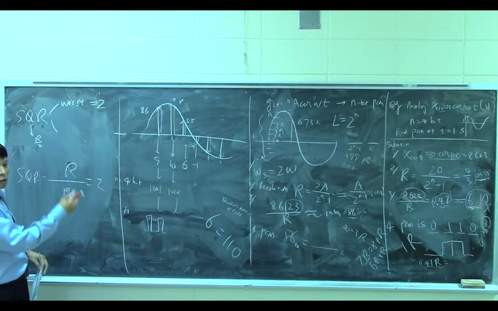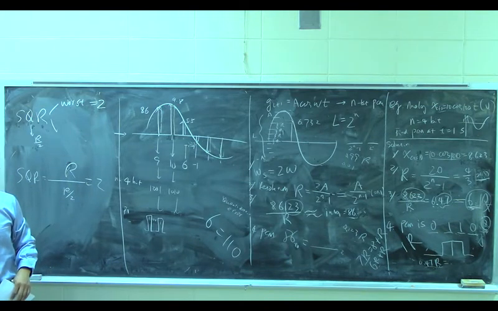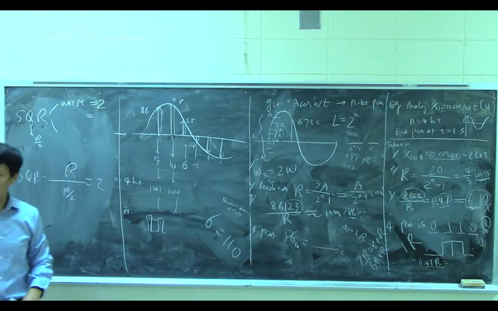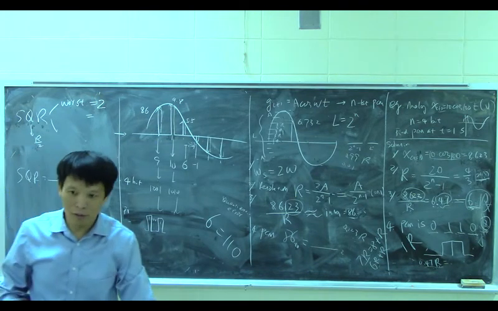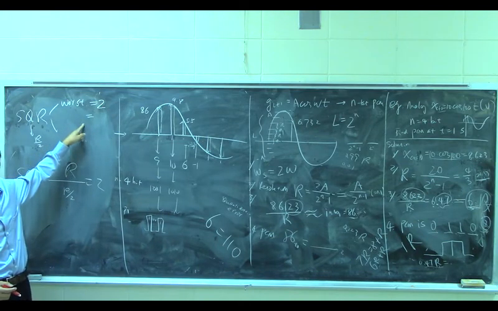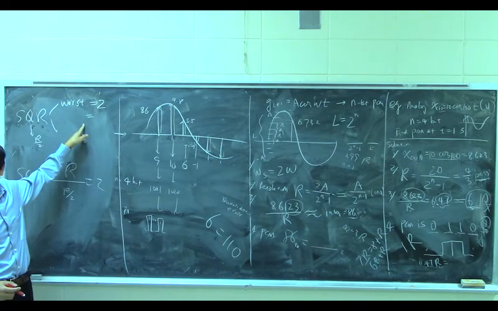SQR, like SNR, we use dBs. So how many dBs is this? That's the first chapter. Now you do not calculate. Tell me, how many dBs is this? 2 is how many dB?